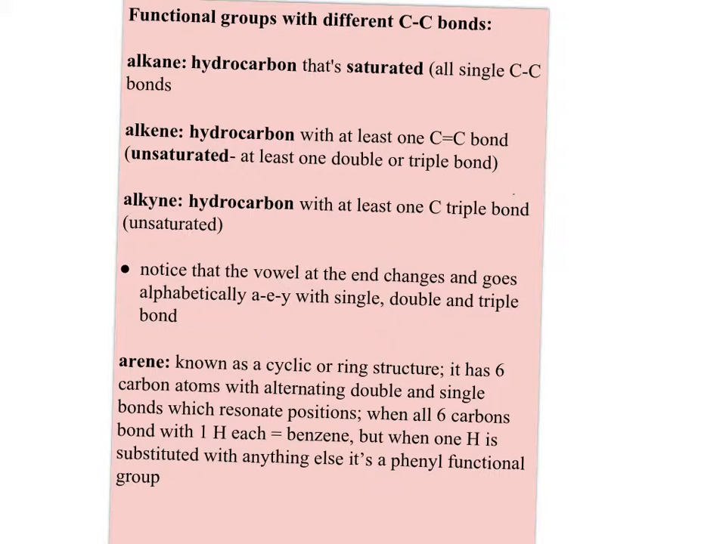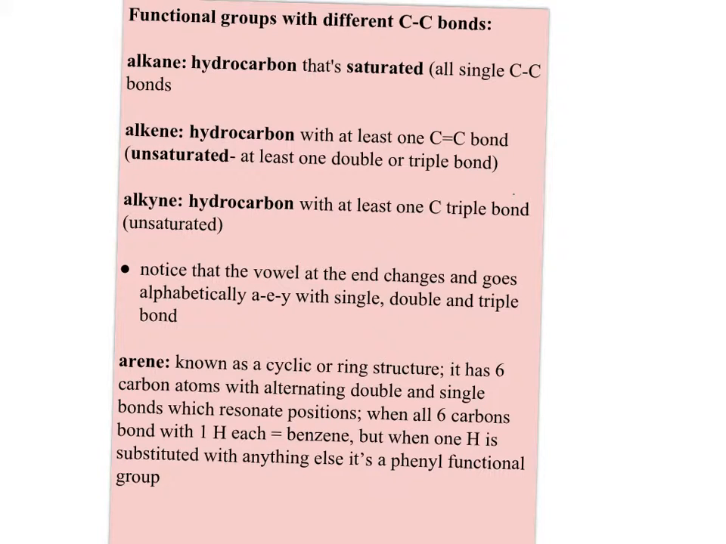So let's start with the functional groups with different carbon-carbon bonds. The hydrocarbon family is when you have just carbon and hydrogen, so all four of these families are hydrocarbons. The alkane is a hydrocarbon that's said to be saturated. There are all single bonds between the carbons, and then obviously just a single bond between the carbon and hydrogens. The alkenes and alkynes are unsaturated hydrocarbons because there's at least one multiple carbon bond. With an alkene, there's at least one double bond, and with an alkyne, there's at least one triple bond.